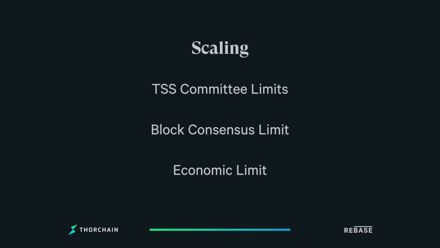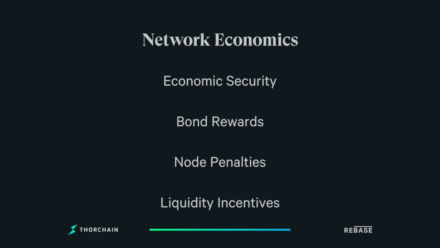In terms of the economic limit, there are only so many nodes who can really participate on the network, and this is because there's a minimum bond amount and a fixed supply of Rune. So that should keep the number of nodes participating in check, but if it doesn't, the number of nodes can also be kept down through governance.